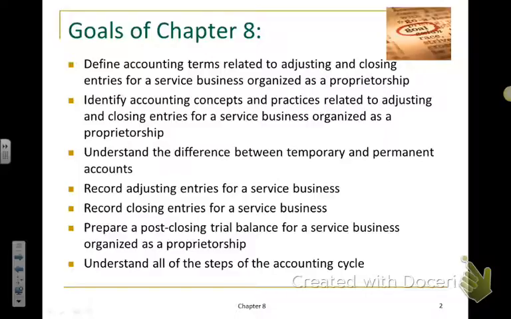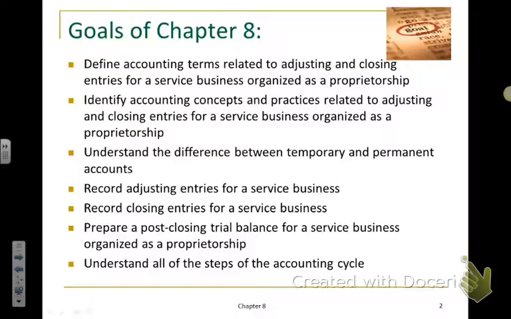So at the beginning of the year, we started out analyzing our business and our entries for a business, understanding debits and credits and all of that. We journalized our transactions, and then we posted our transactions. We did our bank reconciliations. We prepared a trial balance. We prepared adjustments. We prepared income statements, balance sheets. That's all part of our accounting process.